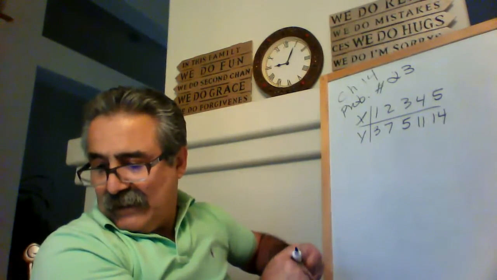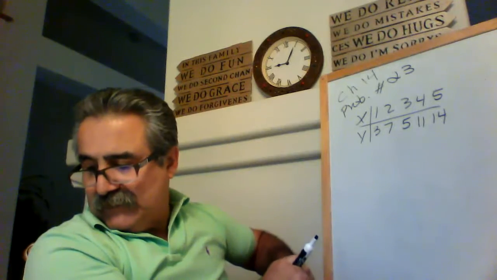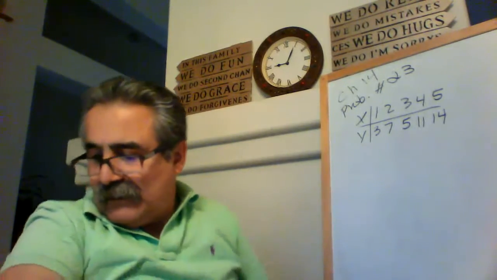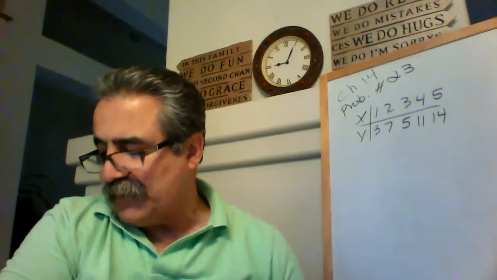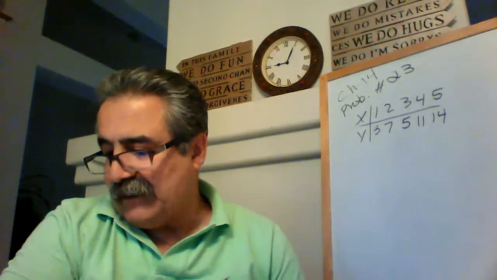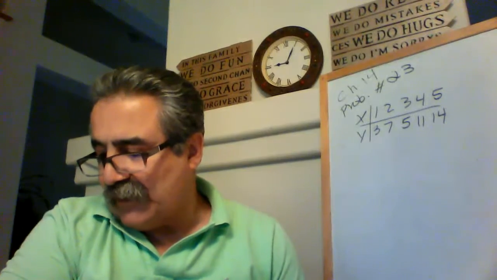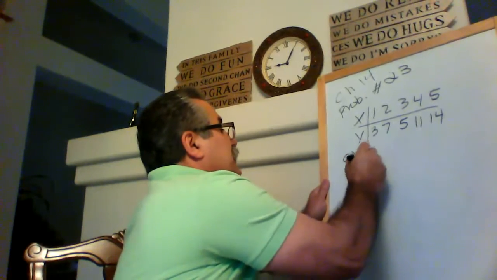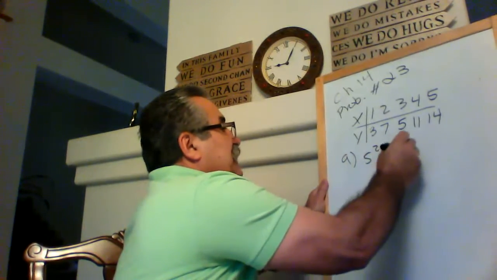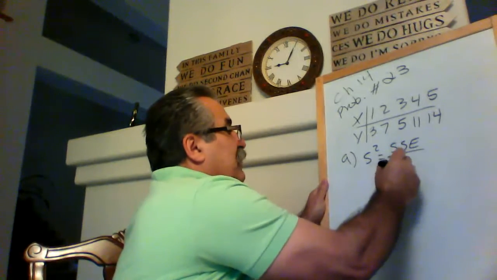Part A, compute the mean square error using equation 14.15. Equation 14.15 is this, part A. S squared is equal to SSE divided by n minus 2.